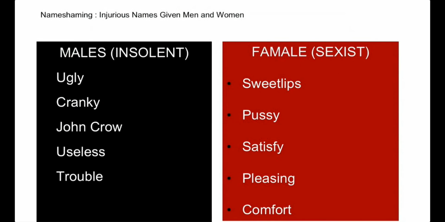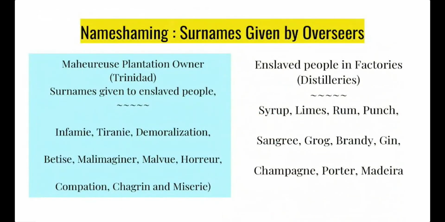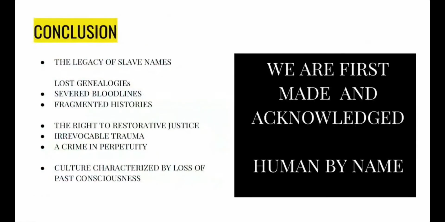We can't touch too long on shame names. These existed for males and females. We saw names that look to be sexist or insolent. Whether or not these things had any currency among slaves, no, but we imagine that they did. We can see on one plantation, all of the surnames were quite horrible: infamy, tyranny, demoralization, mal auro, chagrin, misery, and people who worked in factories being given names like syrup and limes and rum and punch and grog and so forth. These were not very flattering and certainly not self names.